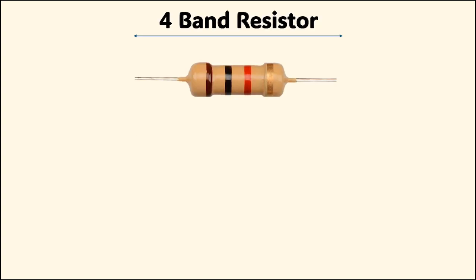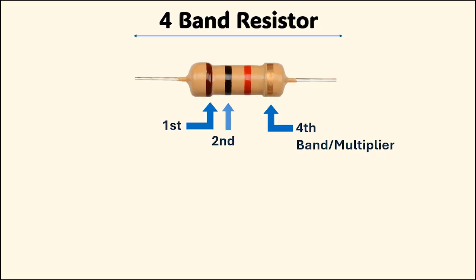This resistor has a golden color tolerance band. Then we will start counting from the opposite side of the tolerance band. Then the first band will be brown, the second band will be black, and the third band will be red, and the fourth band, i.e. the tolerance, will be golden.